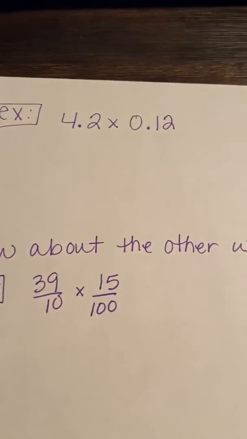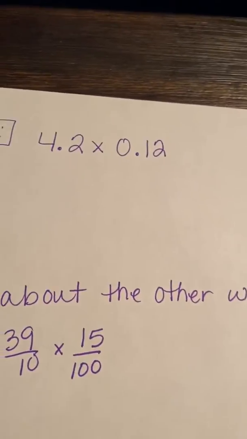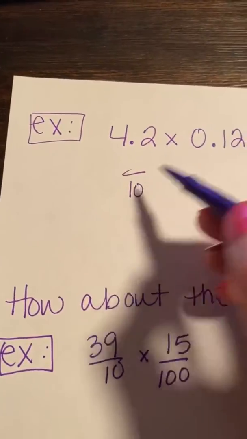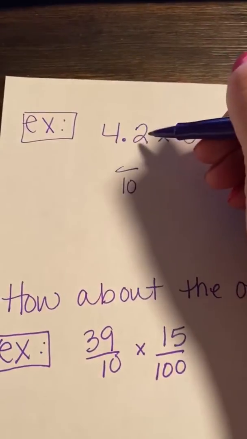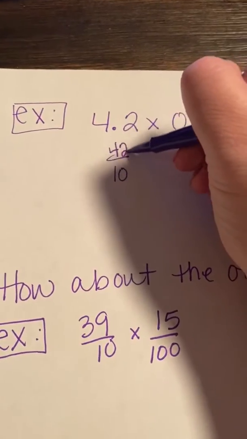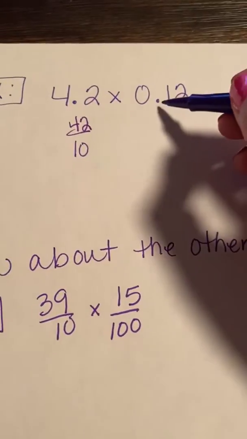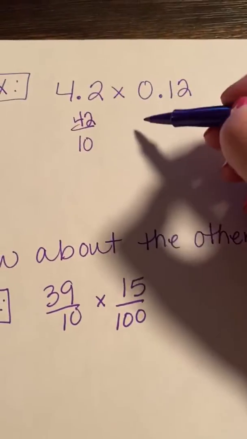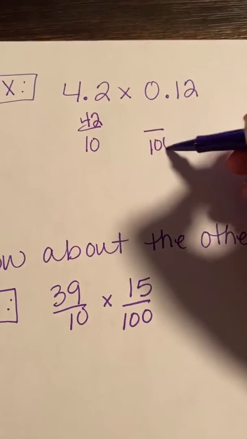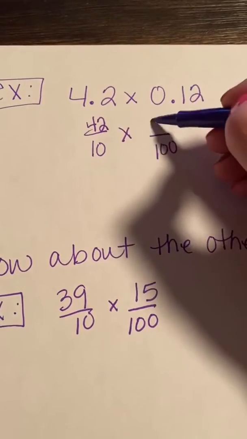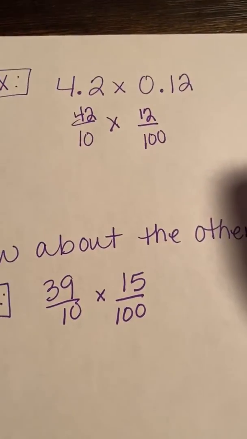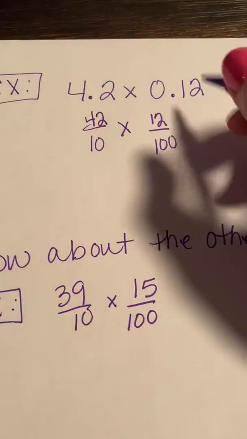All right, so 4 and 2 tenths. Tenths tells me what my denominator is going to be, which is going to be 10. So 4 and 2 is really just 42 over 10. I have 12 hundredths. 100 is going to be my denominator. I'm still multiplying over 12. So now I just have a multiplication problem: 42 times 12 and 10 times 100.